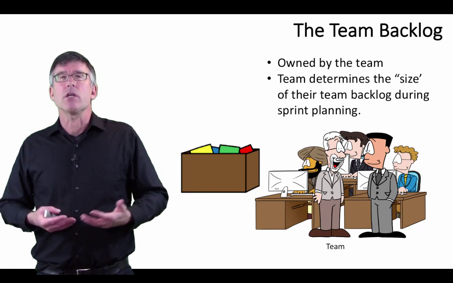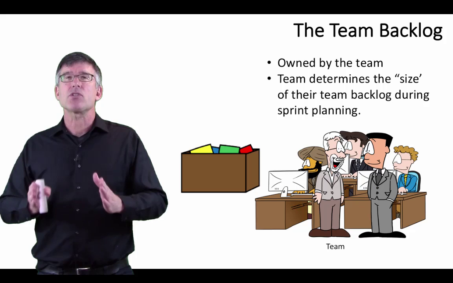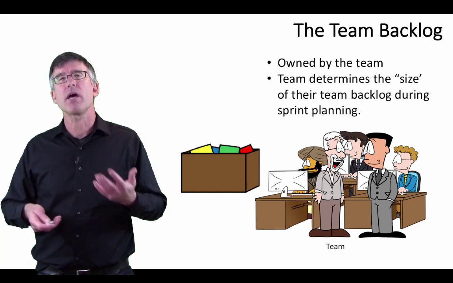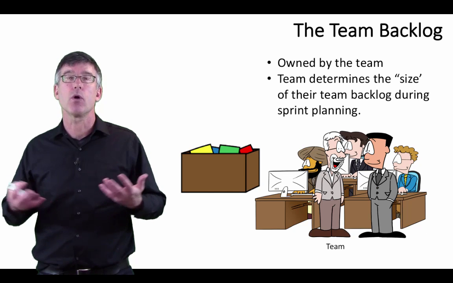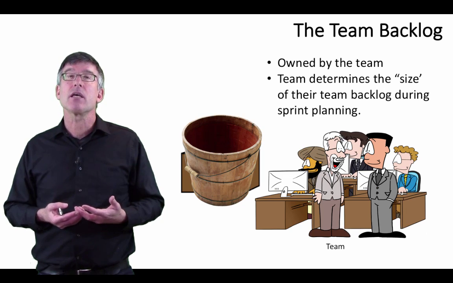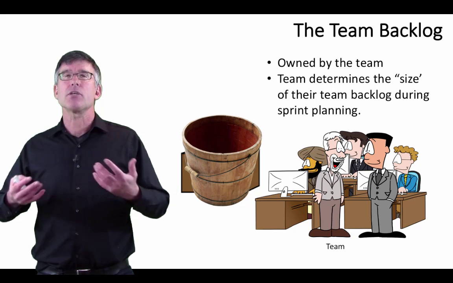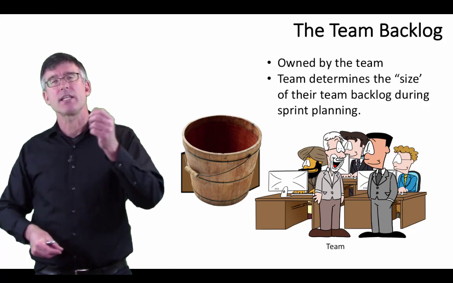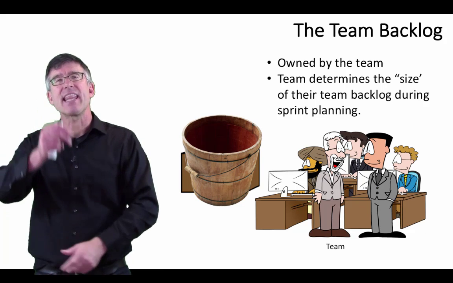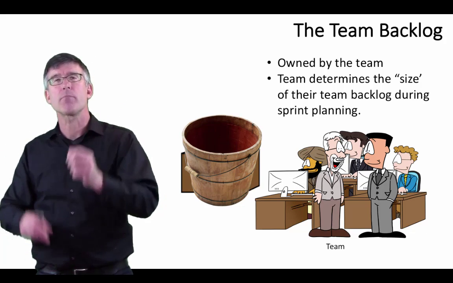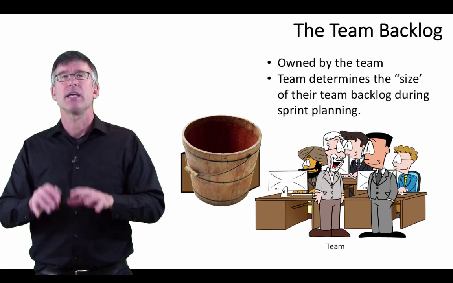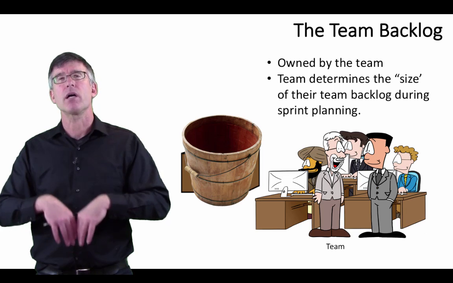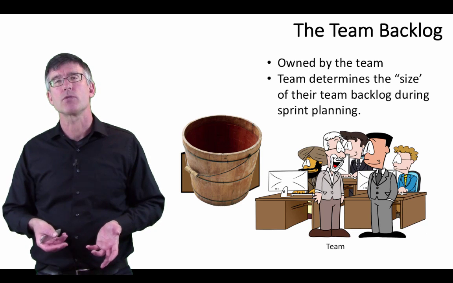What ownership means here is that the team gets to decide how big their bucket is. And this is a metaphor that I frequently use for representing the team backlog. It's that it's a bucket. And the team during the sprint planning session gets to declare how big that is and then pull work from the product backlog into it. It's limited. In other words, putting too much work into the bucket and it simply overflows.